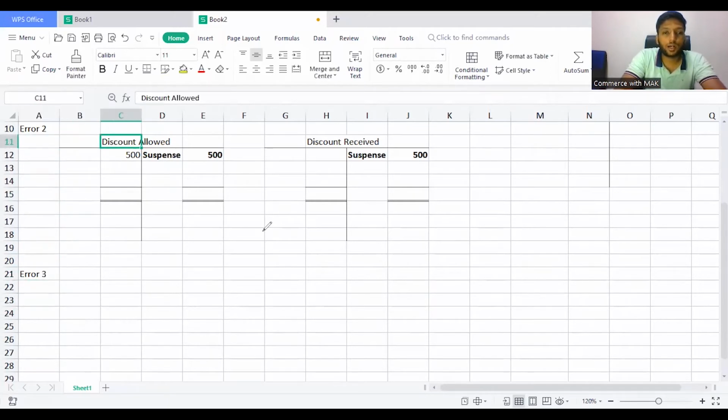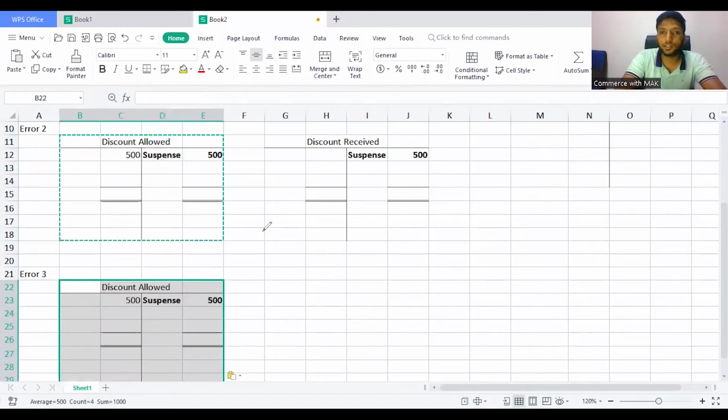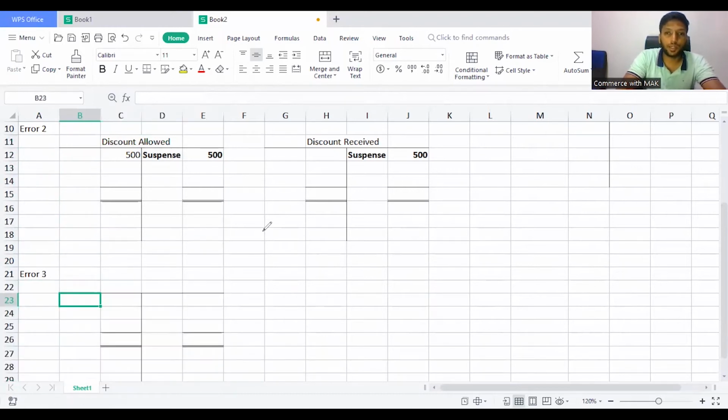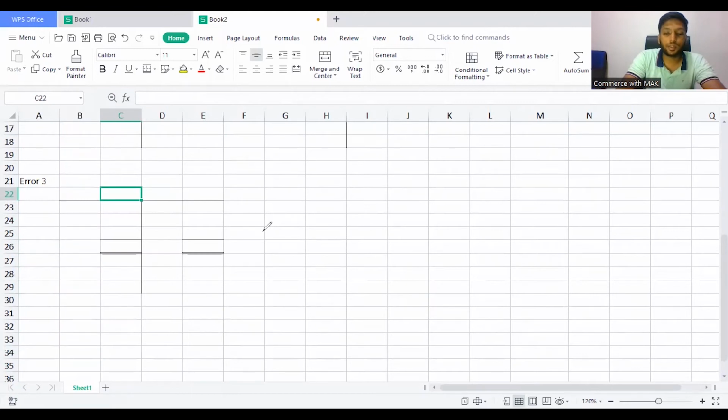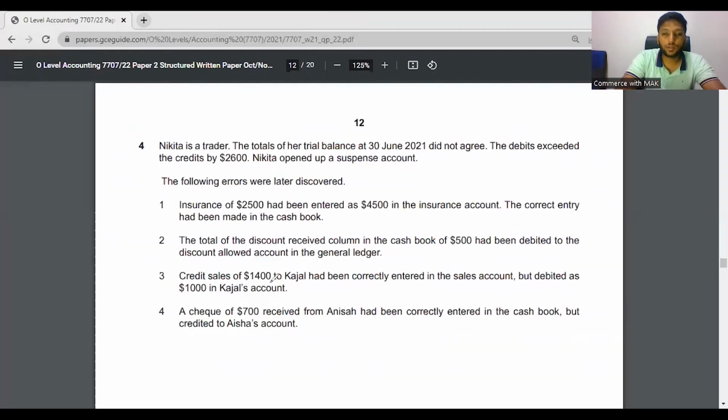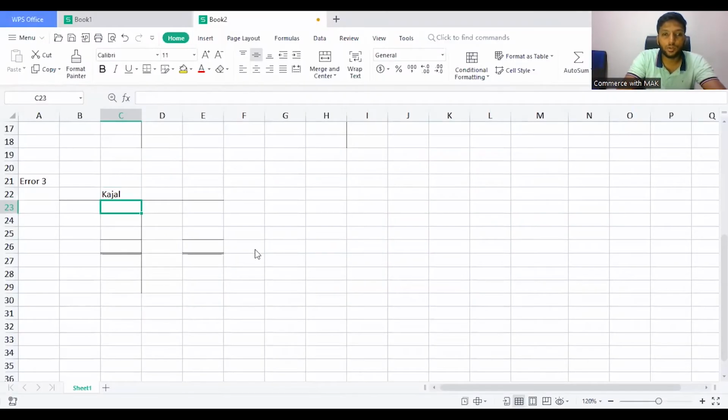So I'll open up an account, Kajal account. Actually, it should be sales and Kajal, which means it is a debtor. So Kajal is a debtor because they have made a credit sale. And Kajal has paid, but they are recorded as 1000 in their account. So is it on the debit side or credit side? Credit sales of 1400 to Kajal have been correctly entered in sales account, but debited as 1000 in Kajal's account. So they are debited the amount as 1000 in Kajal account. So we need to make it 1400. So I'll record here 400 on the debit side saying suspense.